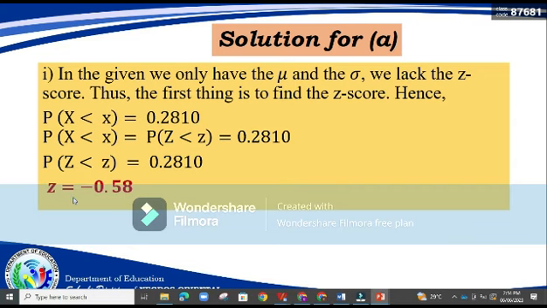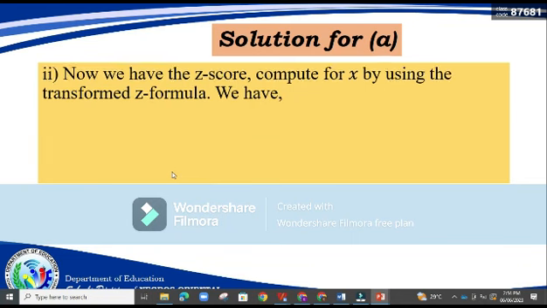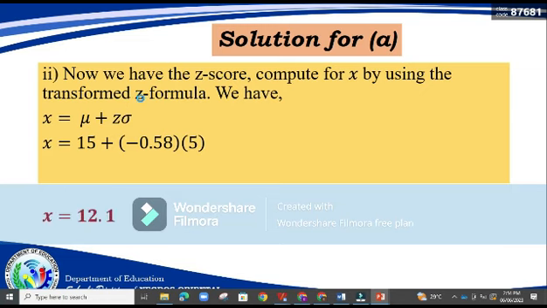Then we will have the z-score as negative 0.58, which has an area of 0.2810. Okay. Next would be, note that we have the z-score. Compute for x by using the transform z formula we have. So remember the z formula that we have. Our z formula is z is equal to x minus the mean over the standard deviation.